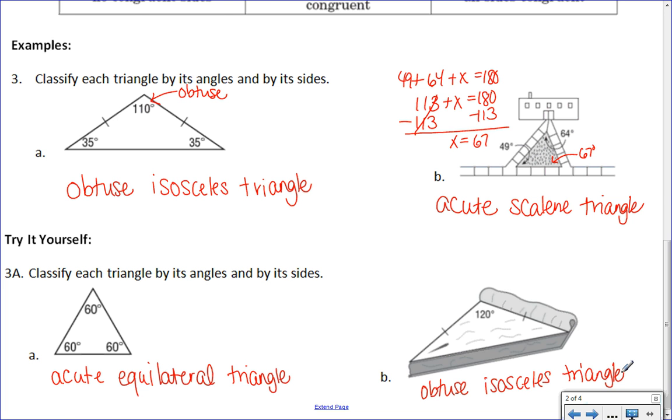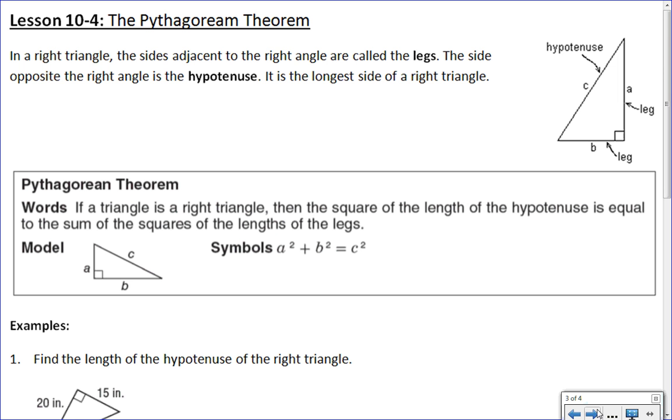Okay, let's move on to section 10.4, the Pythagorean theorem. This section is focused entirely on right triangles. The sides adjacent to the right angle are called the legs, and you see that in this picture. Here's the right angle, and the two sides that are next to that right angle are the legs, the two sides that form the right angle. The side opposite the right angle is called the hypotenuse. It's the longest side of a right triangle, because it's opposite the biggest angle.